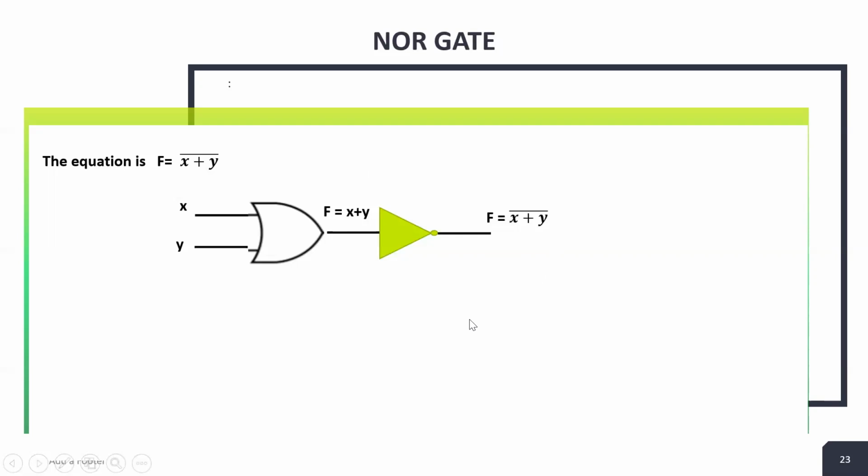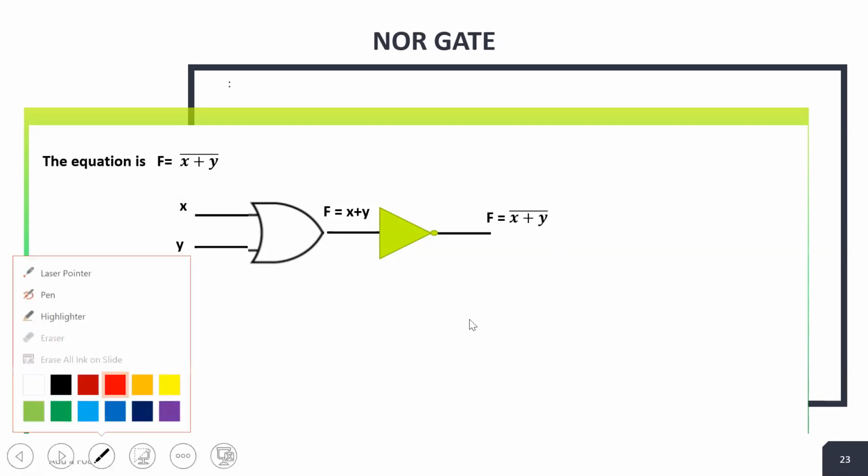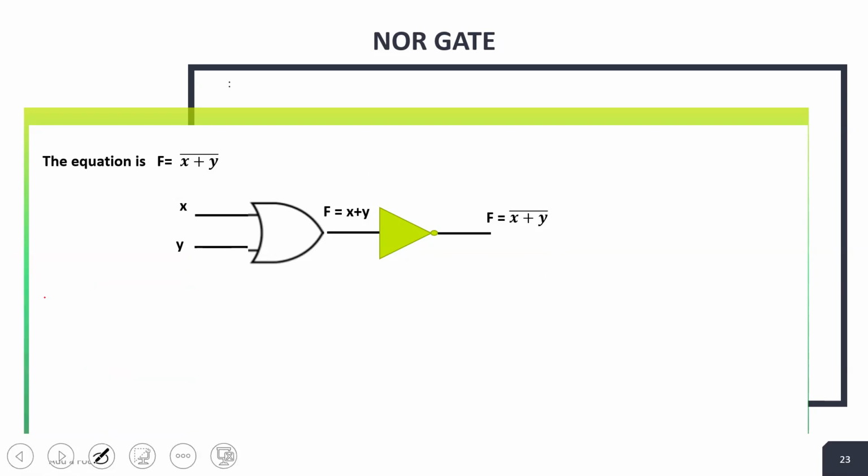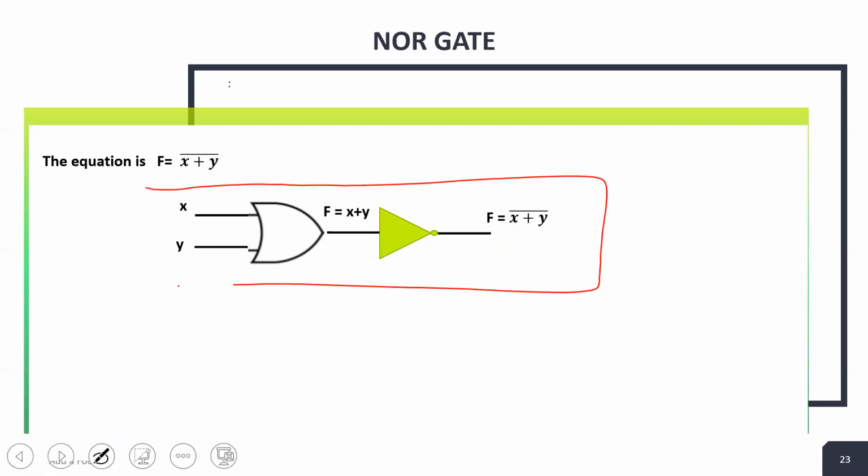How to draw the circuit according to this equation? Clear? First we will take the simple OR gate, and because we have a complement bar, we will connect a NOT gate with the OR gate. Then we automatically get the reversed values. Okay?